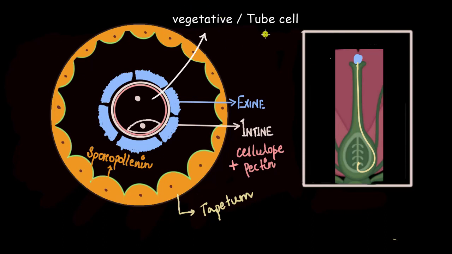So this vegetative or tube cell we just saw gave rise to a long pollen tube. Then what is the job of this smaller cell here? This cell, we call it the generative cell because this cell gives rise to the male gametes. And most pollens are released in this stage. This two-cell stage, one which we call the vegetative or tube cell, and the other one which we call the generative cell that gives rise to the male gametophyte. So in this stage, the pollens are released.